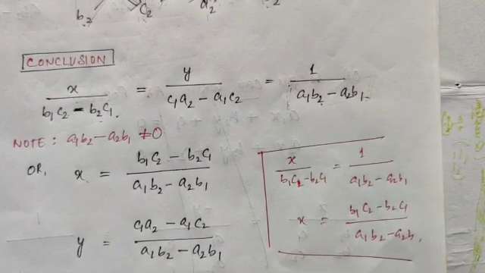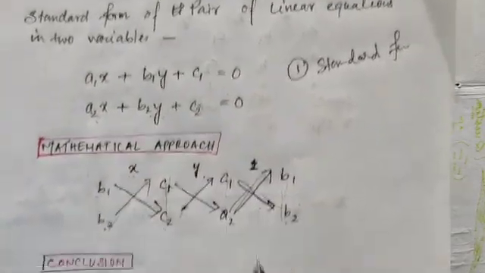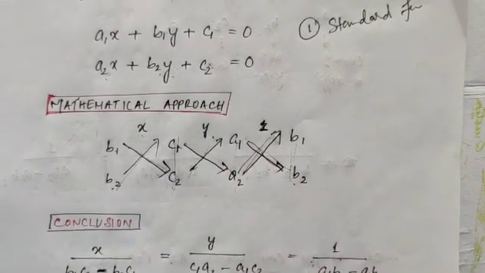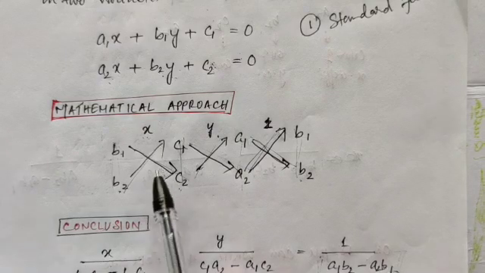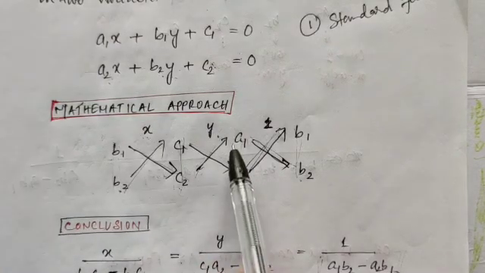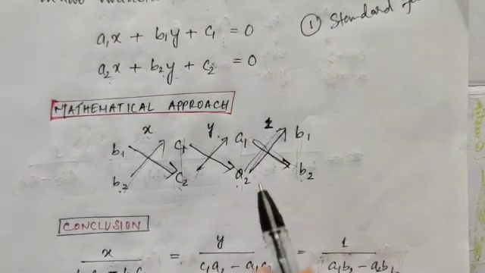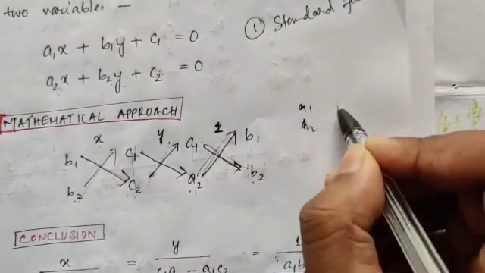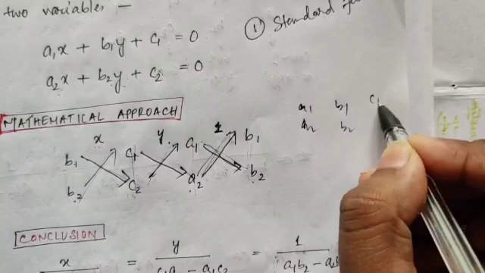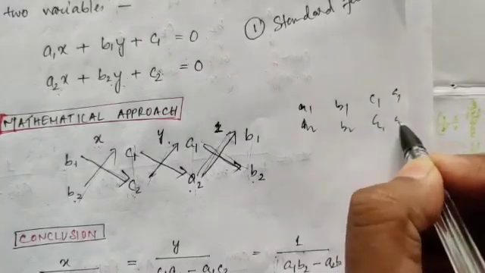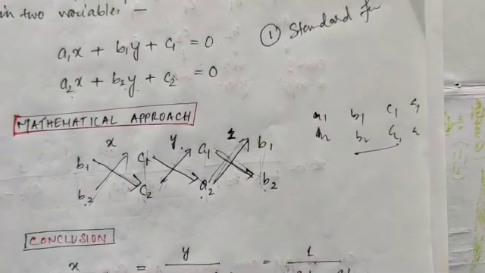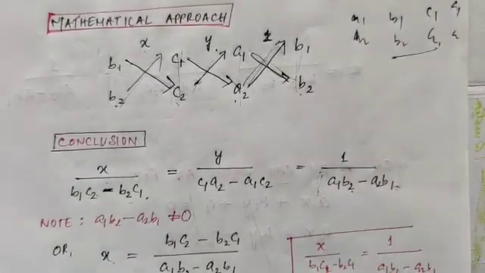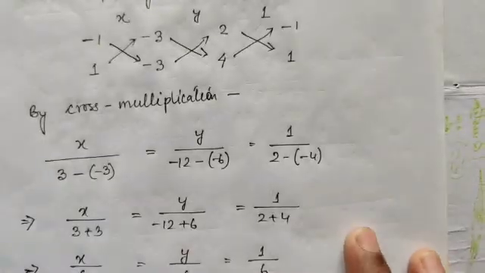So don't stop the video, and I will show you how you can express this pattern in another way also. What I mean to say is, what if I write a1 by a2 first, then b1 by b2, c1 by c2, then a1 by a2? What will I get? We'll see later, till the end. So watch the video. Now let us take one example.